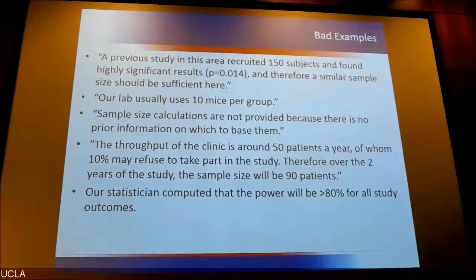The next one is that sample size calculations are not provided because there's no prior information on which to base them. And often that's kind of true. You're in a situation where you're a little bit in the dark about what exactly you might expect to see in your study, but that doesn't remove the requirement to have thought through your research design and what possible effects are going to be, and to at least give the reviewers some chance to assess that.